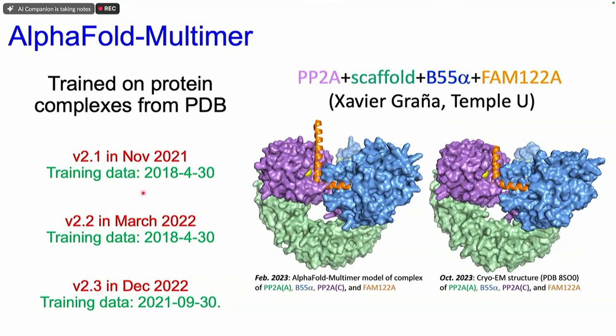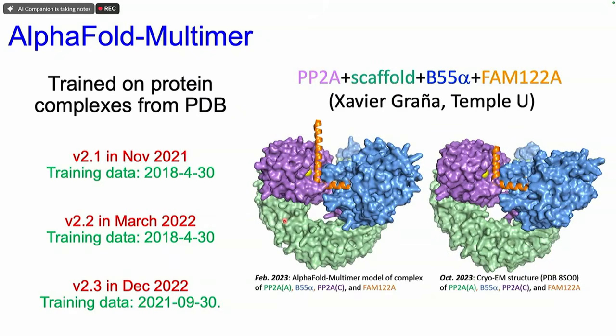So the first version was November 2021. They had a couple more versions. The last one is 2.3 from December 2022. That's the only one we use. We don't use the earlier versions. It was trained on a much larger part of the PDB, and it had some other fixes that helped it give the right answer more often.